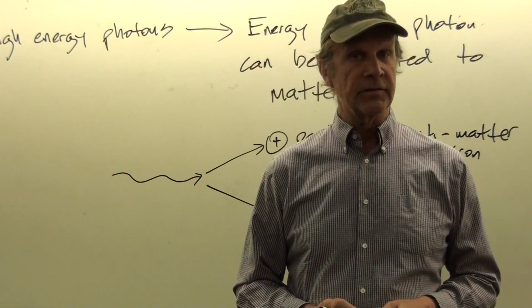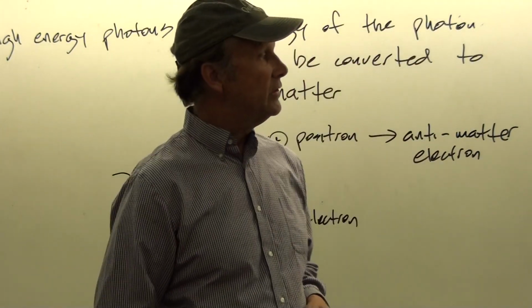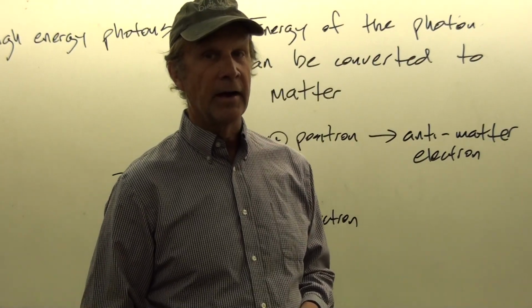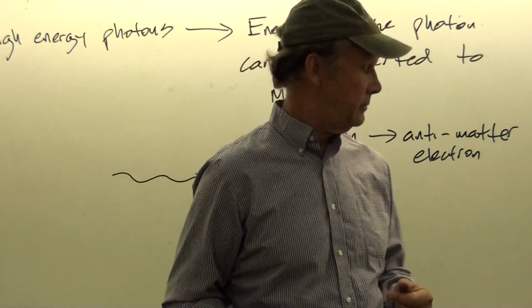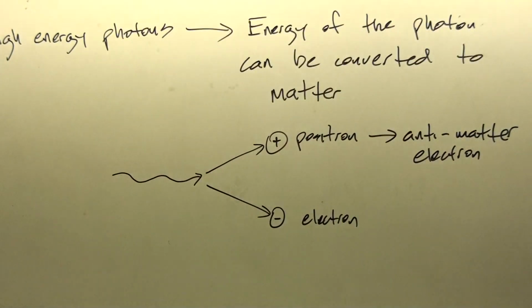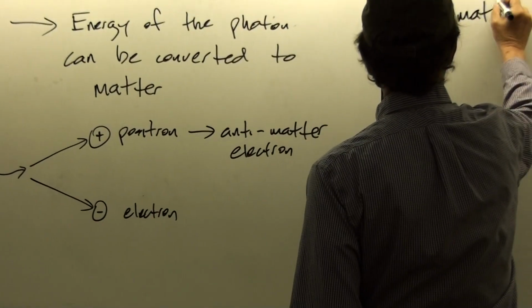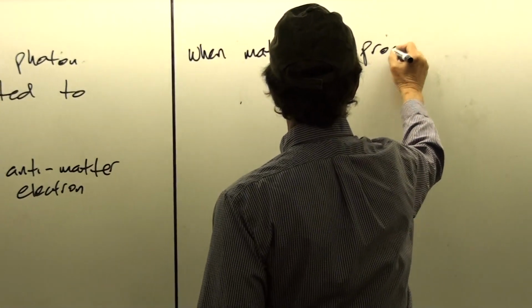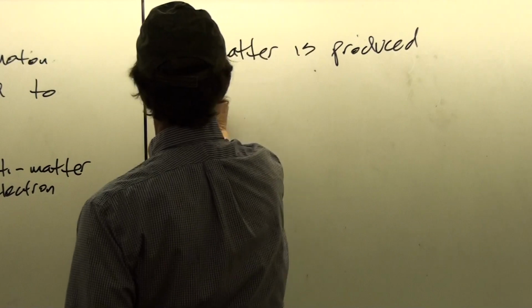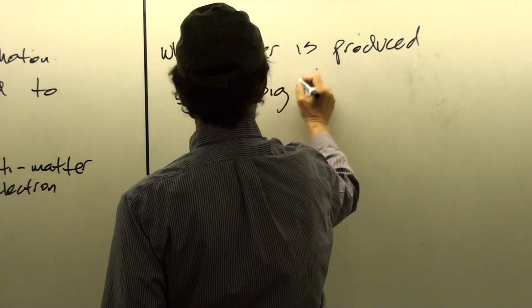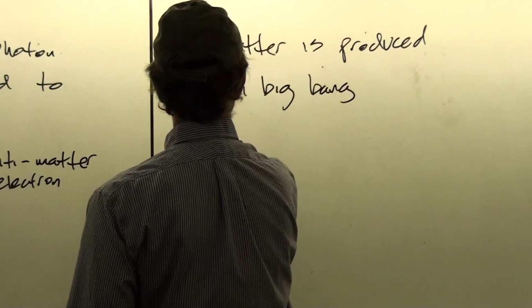Okay, and the thing that's interesting about antimatter is that if you combine antimatter with regular matter, you get 100% conversion to energy. So this is actually one of the big unanswered questions in physics and cosmology: when matter is produced, for example, in the Big Bang, we should get equal amounts of antimatter.